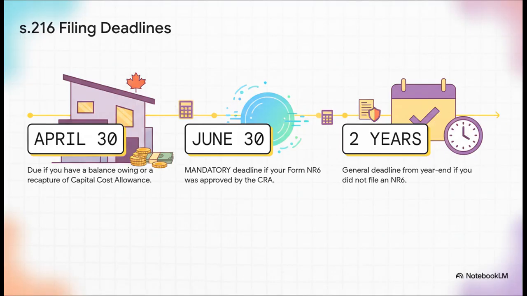See, normally, if you don't file an NR6, you've got a full 2 years from the end of the tax year to file a Section 216 return and claim your refund. Plenty of time. However, if you filed that NR6 form and the CRA approved it, everything changes. The deadline becomes absolute. It's June 30th of the following year. And let me be clear, this isn't a suggestion, it's not optional, it is absolutely mandatory.